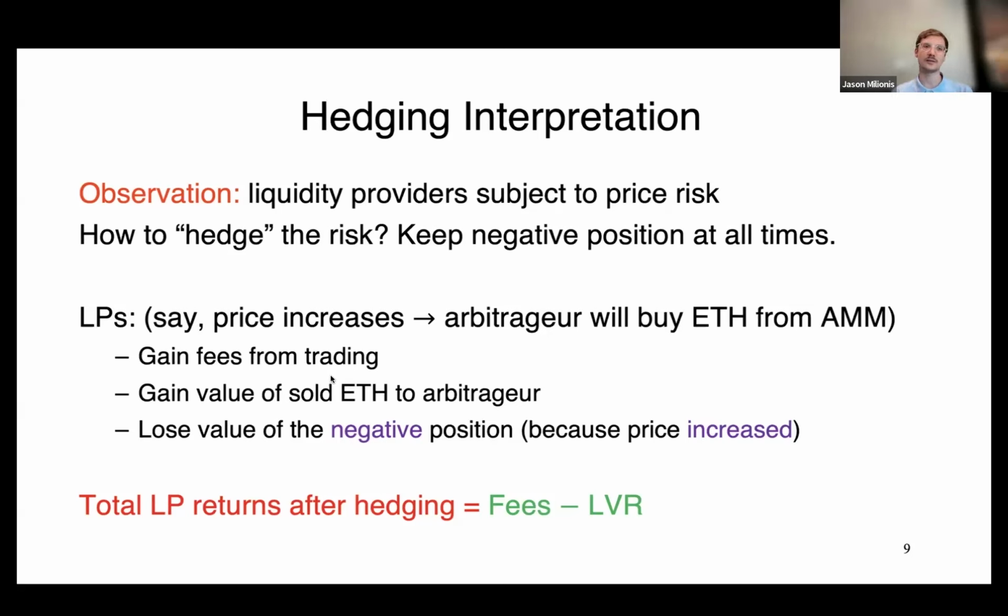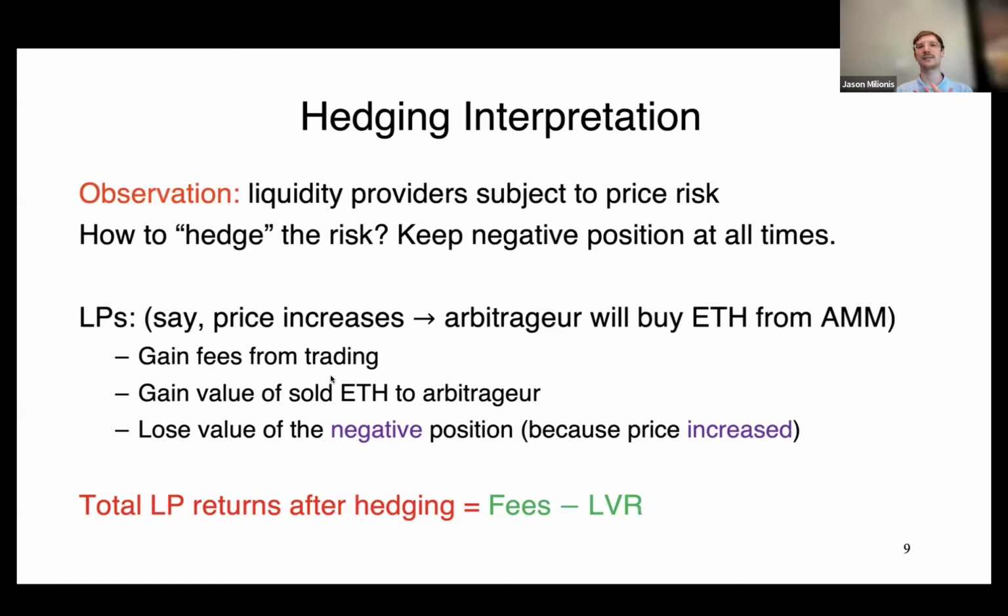So the previous two interpretations that we saw are, to recap, adverse selection costs, and secondly, the profits of our arbitrageurs. And now we're seeing what the effects on the liquidity providers are. So let's say, for example, that the price at an external market actually increases. According to what we've said until now, this means that an arbitrageur will now try to buy ETH from the AMM, whose actual price is stale and has not been updated yet.